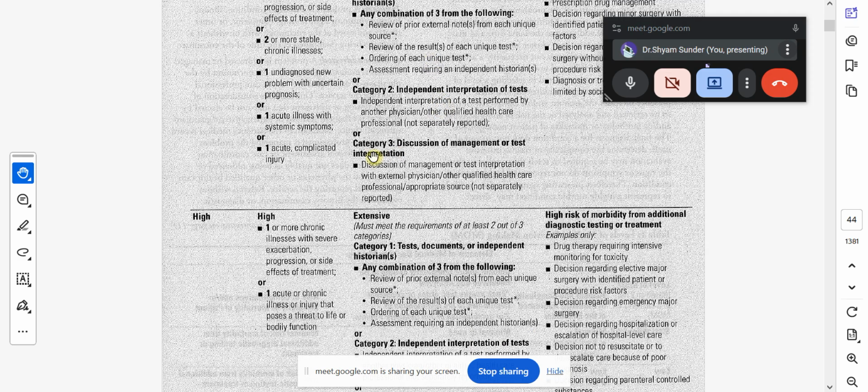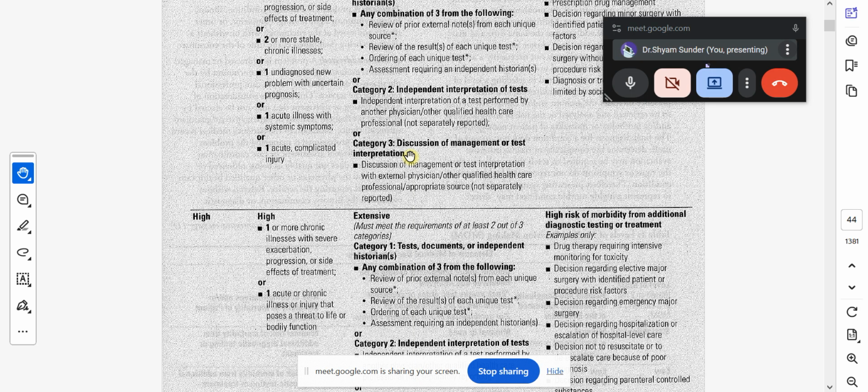Now the third category, discussion of management of test interpretation. So you have the patient here with chest pain, you have the X-ray, ECG. Now, if it is not your scope, what do you do? You will speak to a specialist, a cardiologist, for example, right? You have to talk to the cardiologist about the test result, about the patient, and take a decision. And again, it takes time, right? That is discussion of management or test interpretation.